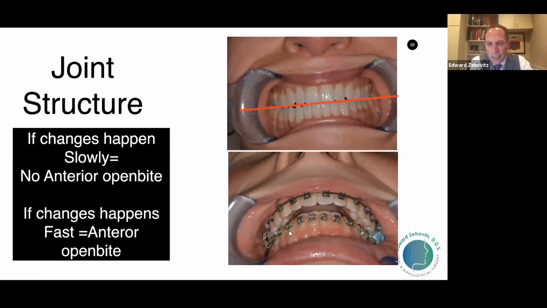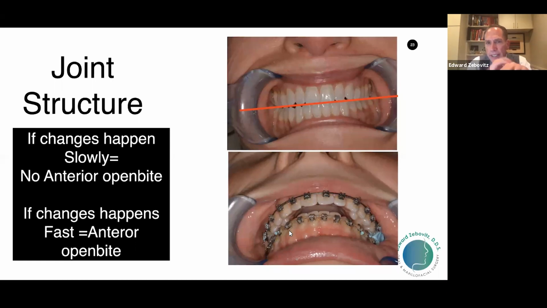So looking at the occlusion, I kind of describe the occlusion as a tarot card for what's going on in the joints. These are two examples. One that occurs slowly, we get beautiful adaptation of the alveolus, but we end up with a cant in both the maxilla and mandible. Whereas when it occurs very rapidly, the teeth can't adapt fast enough, and we end up with an anterior open bite.